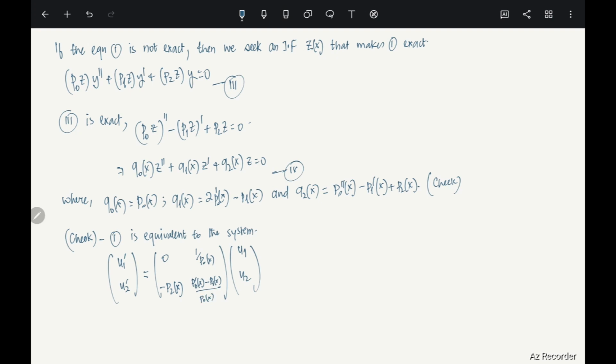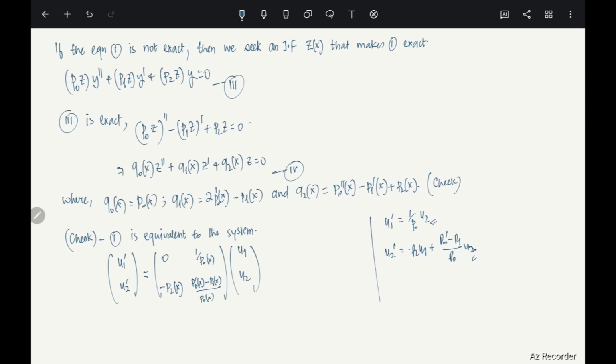How do you check it? You see, first of all, what is U1 prime? It is nothing but 0 times U1, 1 by P naught times U2. Clear? And the other part is U2 prime is minus P2 times U1 plus P naught prime minus P1 by P naught times U2, right? So you put this expression here, and after that calculation you are going to get it. It's very easy. So please check this part. This is for you to check.